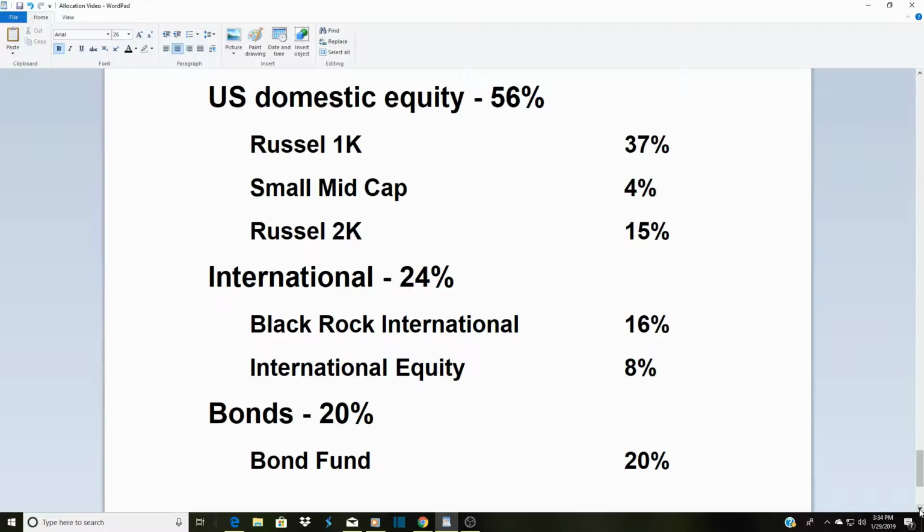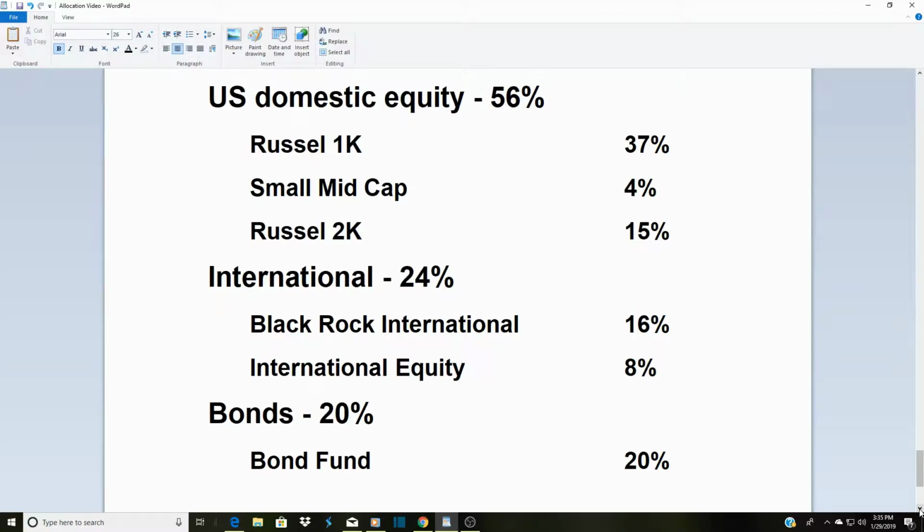International, I have the 80% times 0.3 because I have 30% in international, so that gives me 24%. And I just decided to split them, BlackRock International for the 66% and international equity at 8%. So I've got 16% in the international BlackRock, and then I've got 8% in international equity.